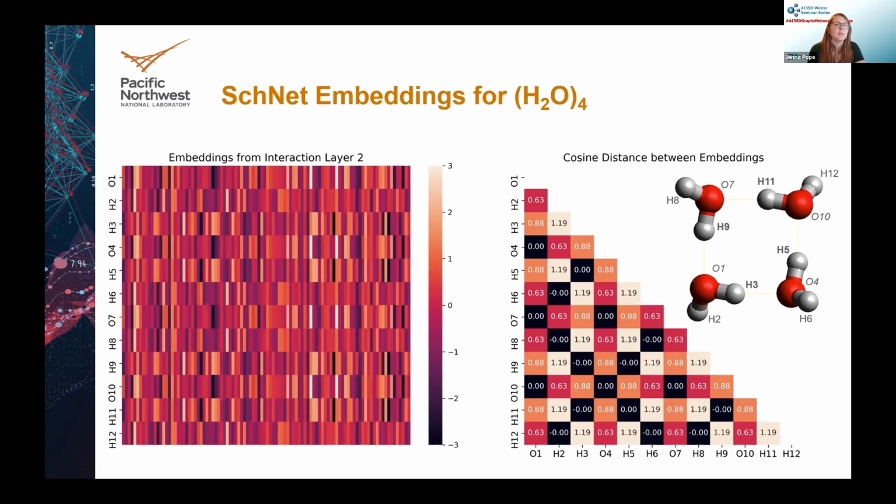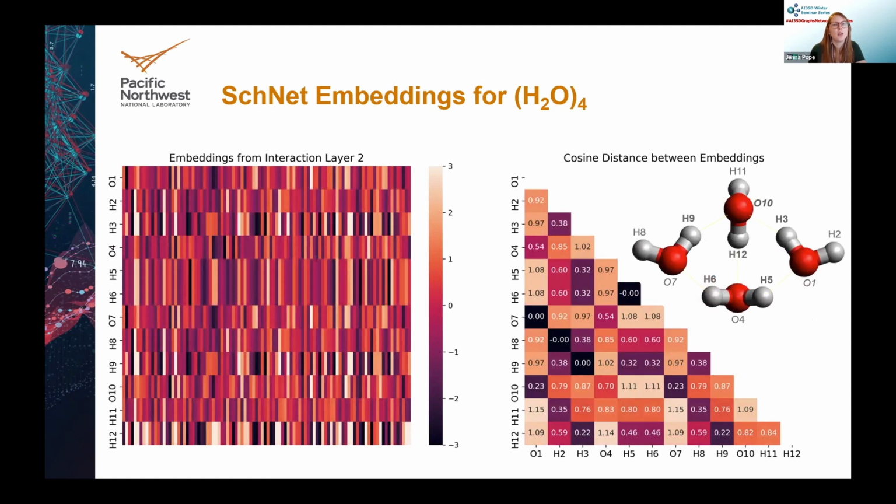And then if we want to compare H3 with H5, for instance, which should be equivalent, and it is, we have a cosine distance of 0. So we can see that for this very simple case of all equivalent water molecules, the embeddings are accurately reflecting the atomic neighborhoods. So let's look at a more complicated case.